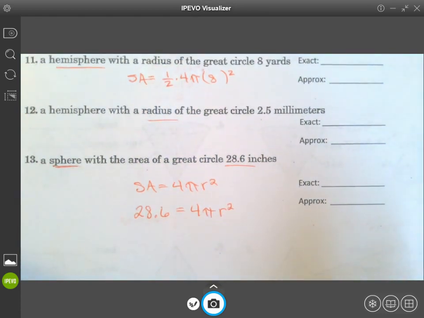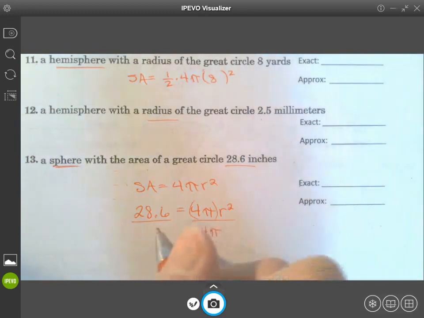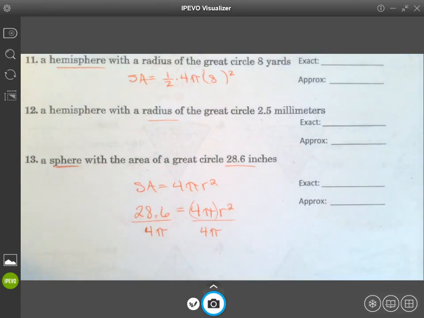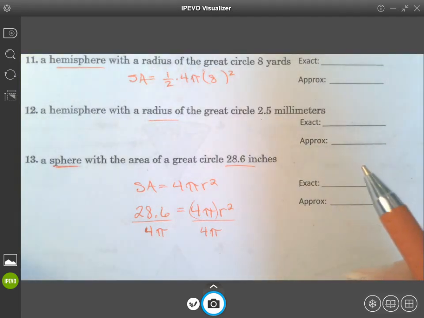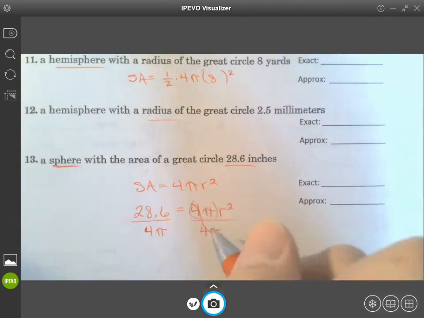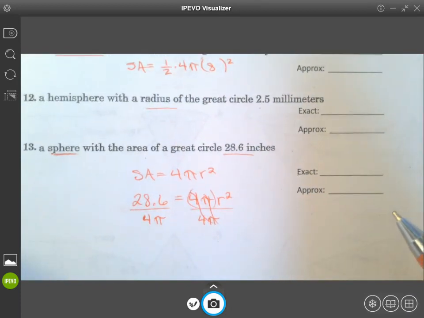So what are we going to do here? Well, divide 4 to both sides. I'm actually going to divide the 4 and the pi at the same time. The problem with this asking for an exact answer is the fact that we already have that decimal. Let me see something here. 28.6. I was just seeing if we can get the exact answer, but it's not going to be really pretty. So I'm going to throw out the exact answer because it's truly not proper to have that.